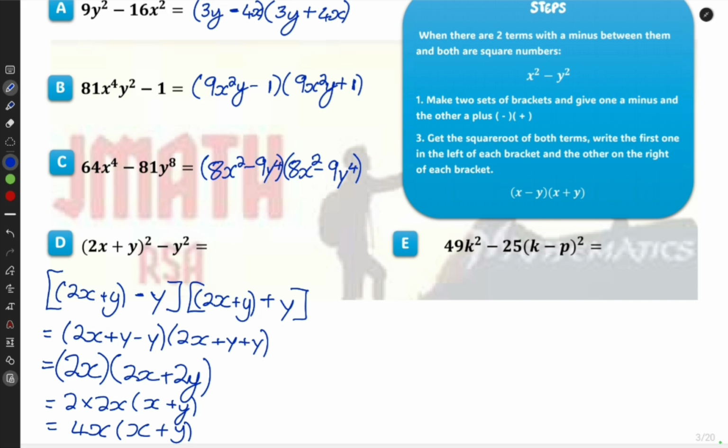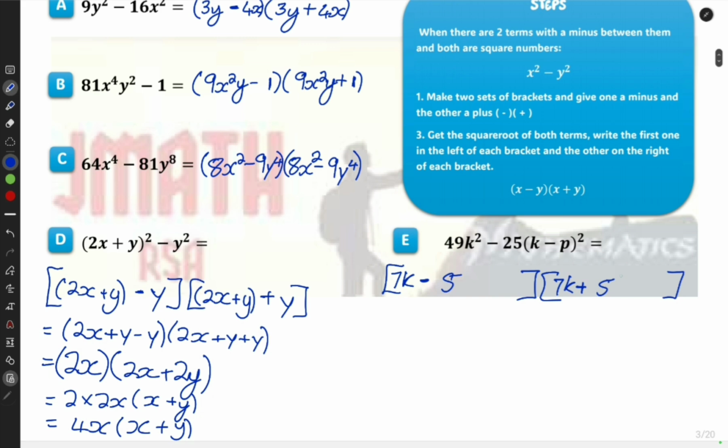Last question for this. I can see everything is squared and there is a minus between them. So doing a block bracket, and then I can see I'm going to put a plus and a minus. The order really doesn't matter. So in this case, this would be 7k, and then I'm just going to say, I know 25 is just going to be 5 and 5, and then I can just put the bracket. Okay, so k minus p, bracket, k minus p.